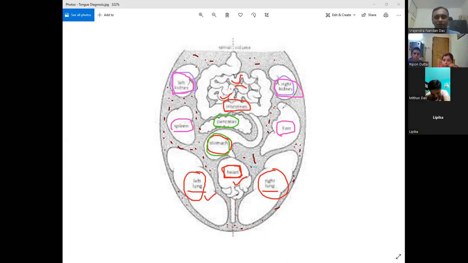Okay, so that means that right now there is no problem, but actually that organ is very weak now, and later on you will get some problems for that particular organ. So that is what it means.